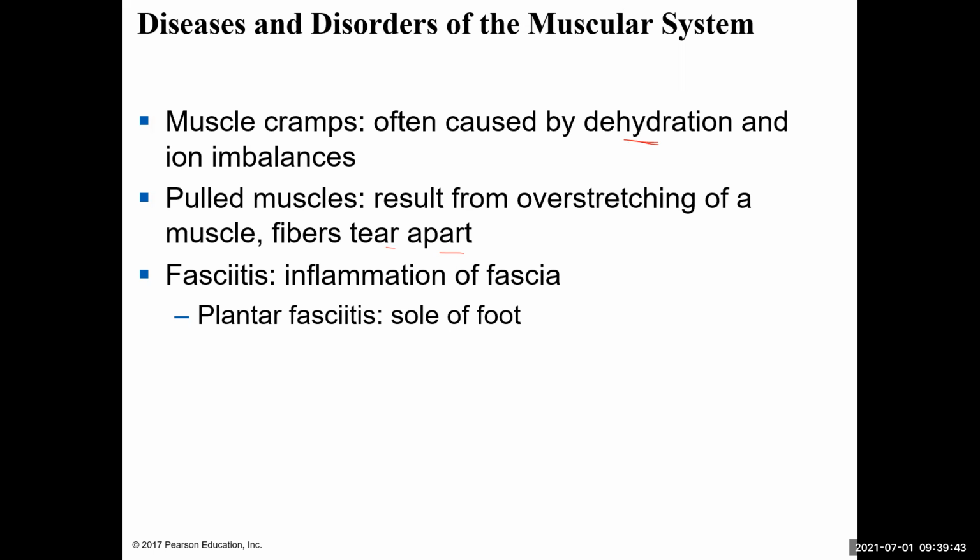And then fasciitis is fascia. So, the fascia bundles that surround the muscle fibers, that fascia, that connective tissue, can become inflamed. And if that inflammation happens, that's fasciitis. A really common one is known as plantar fasciitis. So plantar is associated with the foot. And so that's the fascia in the foot becoming inflamed, and it can be really painful and can lead to fasciitis in that way.